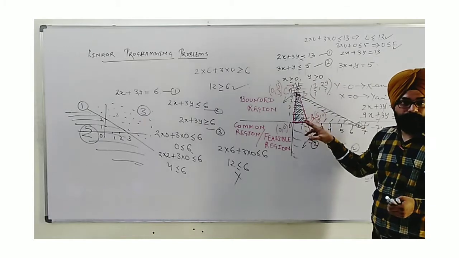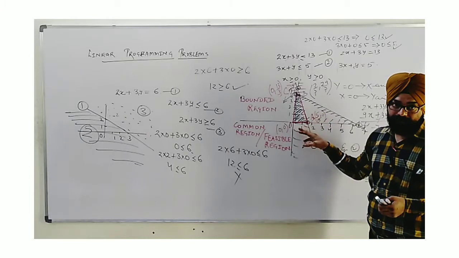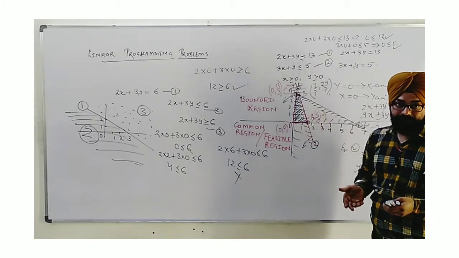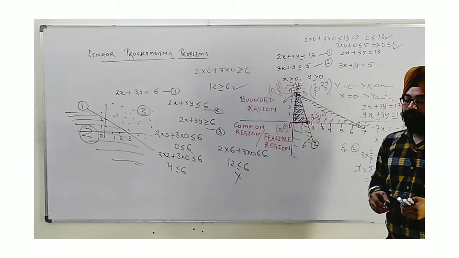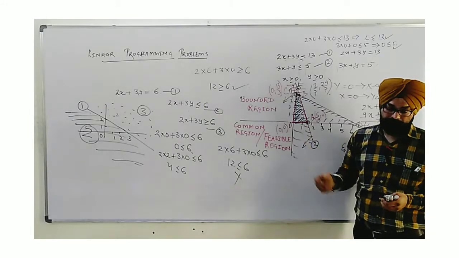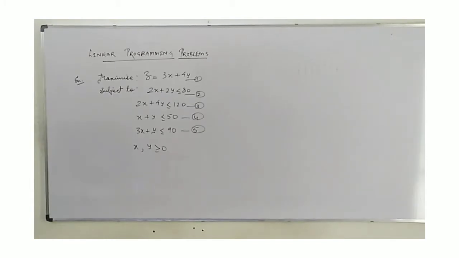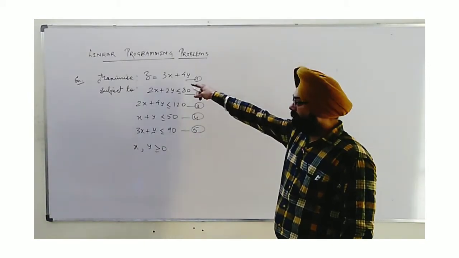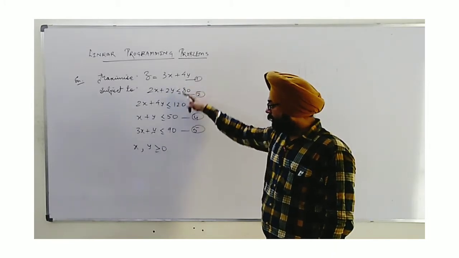Out of them we have to find such a point whose value will give a maximum result for the targeted commodity. Now what is that about? We will see that with the help of the next question. We have taken one question. It says maximize z equal to 3x plus 4y, subject to these all inequations.